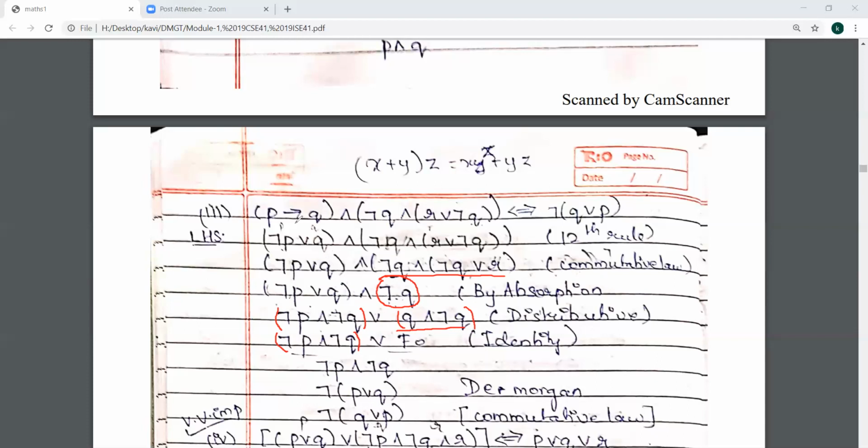I started from the left hand side, so I have proved the right side. Here we have used some 7 laws to prove the two given compound propositions are logically equivalent. So whenever the problem is given, you need to prove the compound propositions are logically equivalent without using truth table. You need to use laws of logic. So start from the left side, try to bring the right side.